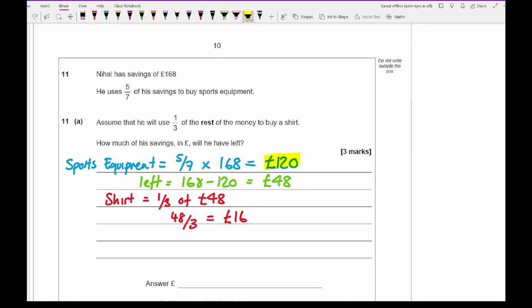Well, he spent a total, so the amount left is going to be 168 minus 120 minus 16, and 168 minus 120 minus 16 gives me an answer of £32.